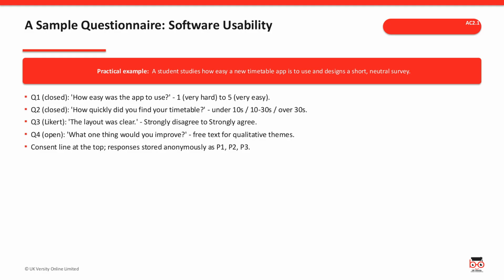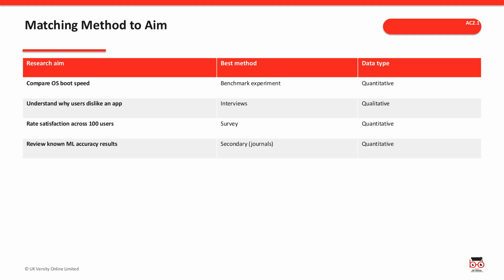That's deliberate. This is really about picking the right tool for the job. If you want to compare operating system boot speed, a benchmark experiment gives you quantitative data. If you want to understand why users dislike an app, interviews give you the qualitative depth. To rate satisfaction across 100 users, a survey fits best. And to review known machine learning accuracy results, you'd turn to secondary sources like journals. Each aim naturally points to a method and a type of data.